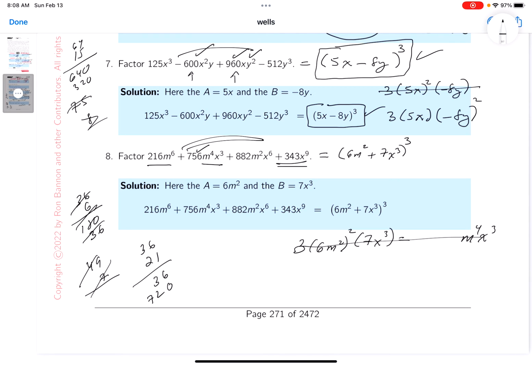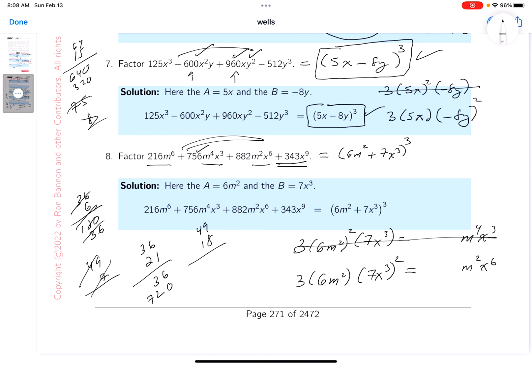Now, someone says, do you really want to check the next one? Yeah. What's the next one going to be? 3, 6m squared, and then 7x cubed squared. What do you get over there? Well, the letters are pretty easy. What do you get? m squared x to the 6th. I'm definitely seeing that. And now I've got to do these numbers over here. Well, 3 times 6 is 18, and 7 squared is 49.